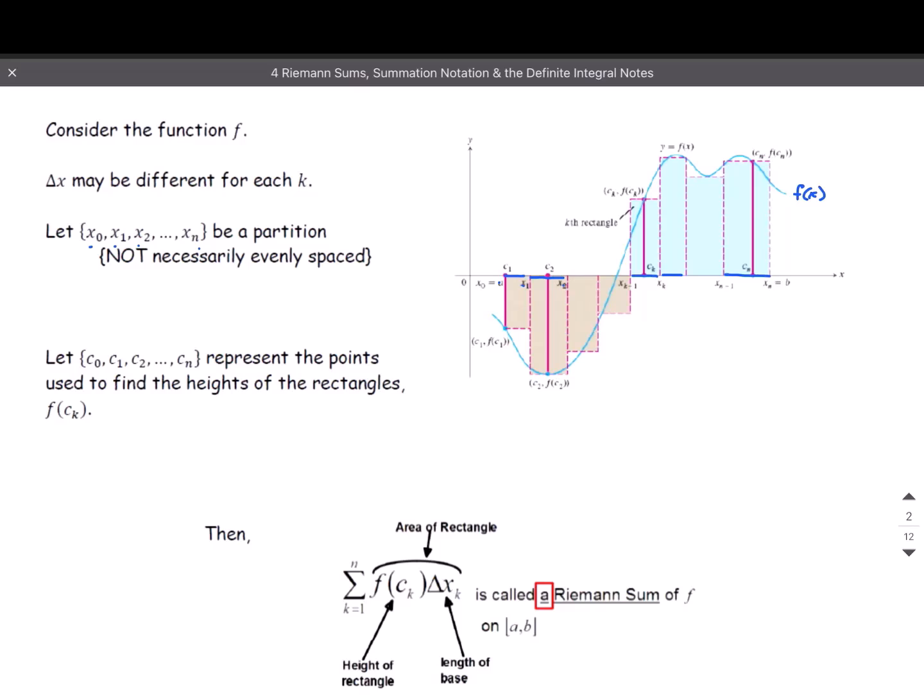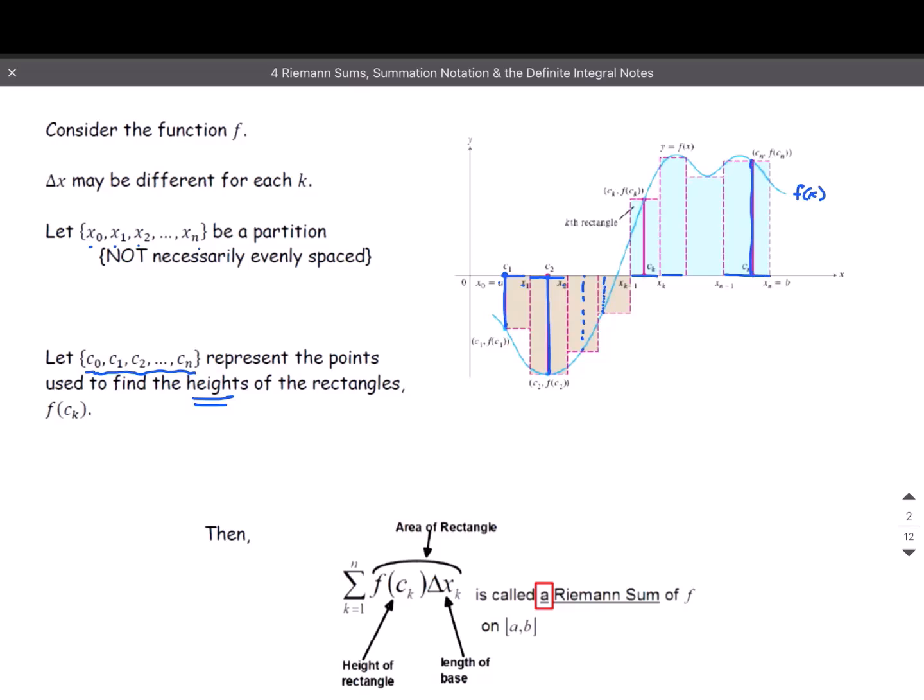Now, the c values here, these c values are also x values, but these are the x values we're going to use to find the heights of the rectangle. So you can see in the first rectangle, the left endpoint was used. In the second rectangle, it looks like the midpoint was used to find the height. And it might be the midpoint in the third one also. But notice in the fourth one, it's just this random x value there. Okay, it doesn't matter, and you can see in the last one, it's just some random x value in that subinterval that was used to find the height.